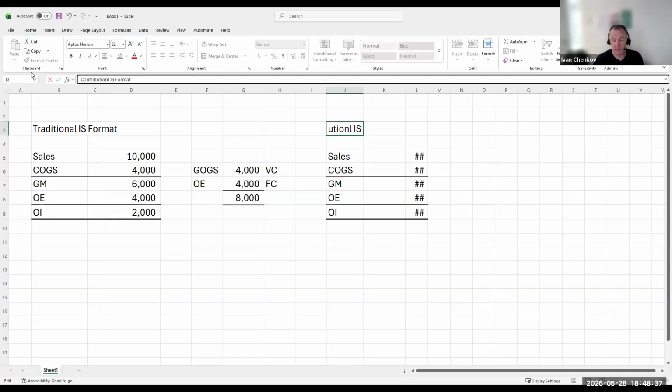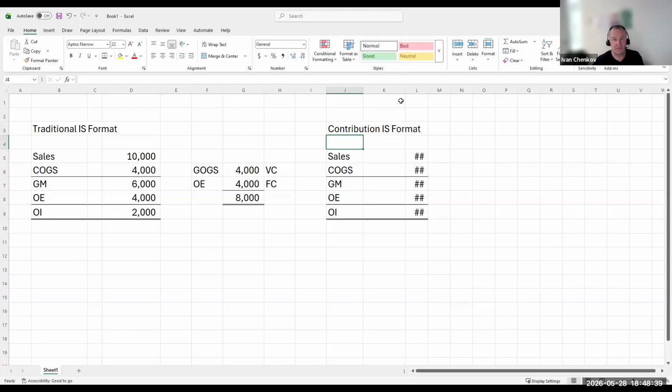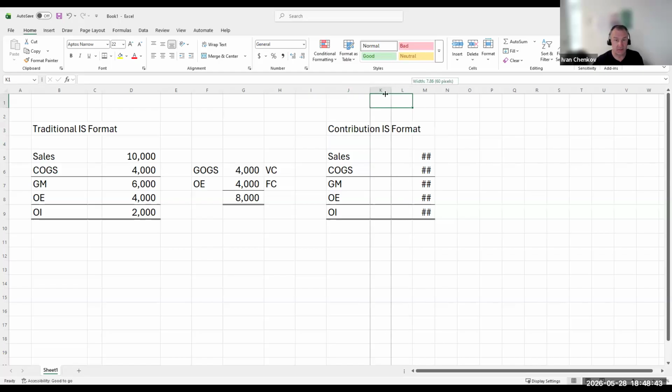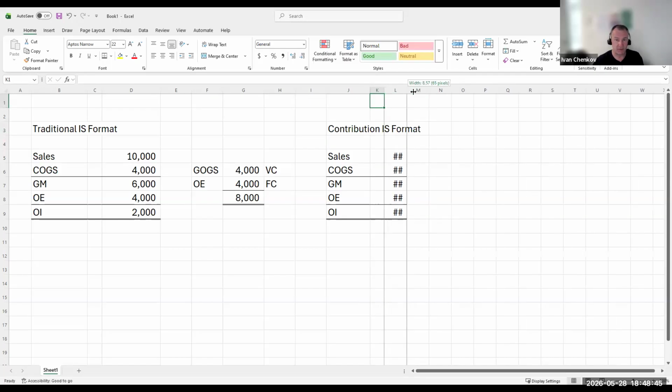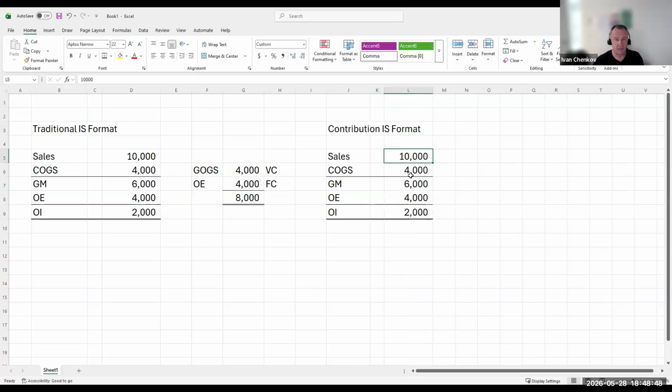What will be different? The difference will be the presentation of the cost. The interesting thing is sales are never going to change. Since the period is already over, sales are going to stay the same. Operating income is going to stay the same. I cannot change the operating income, the period already passed. But what I'm going to do now is cost of goods sold will disappear, and that's going to be replaced with the variable cost.